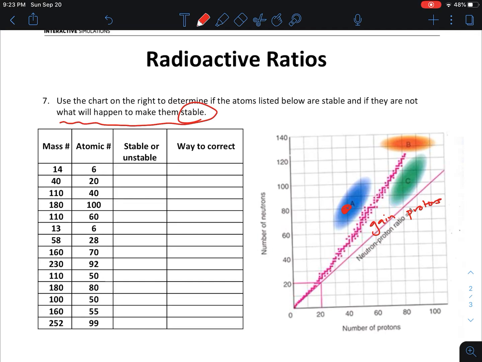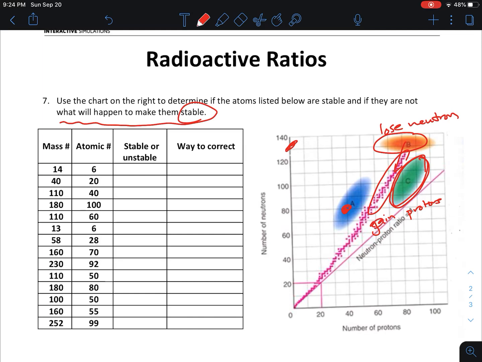So let's say you are in this range up here where you have B. That means you have way too many neutrons. What could you do to get that to a realm of stability? You could lose neutrons or lose protons. That would get you kind of back into this range. And then let's say you have some kind of ratio where you're in the C range.